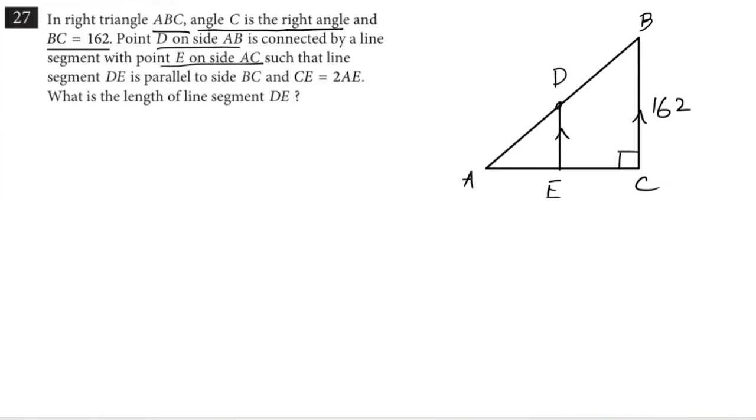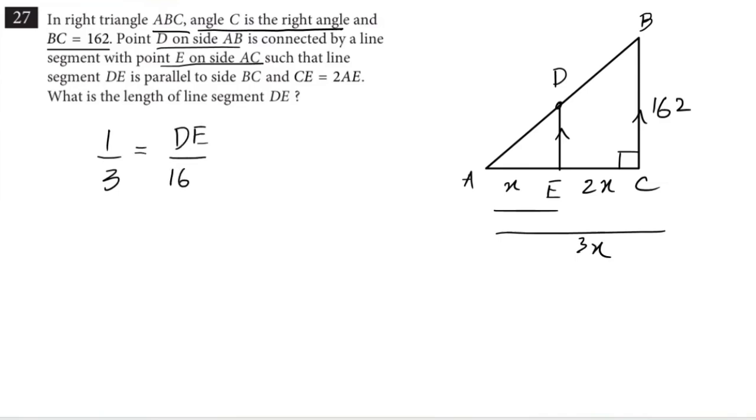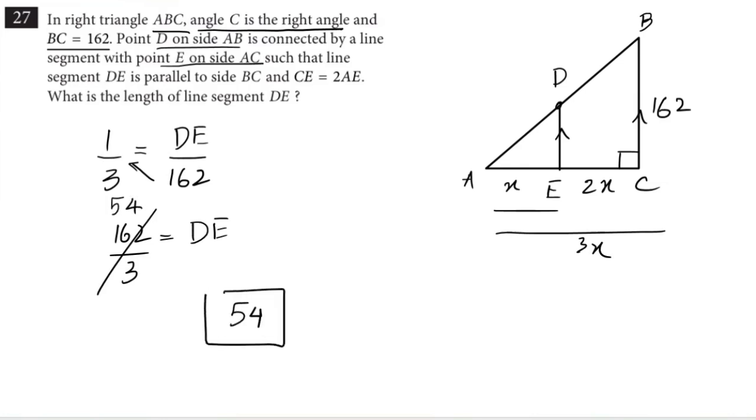CE is double of AE. That means that if this is, let's say, x, this is going to be 2x. What is the length of the line segment DE? The key idea here is similar triangles. In similar triangles, the ratio of the corresponding sides of the smaller triangle and the bigger triangle are the same. So whatever the ratio of x to 3x, so 1 to 3, since this is 3x, is going to be equal to DE's ratio with 162. Cross multiply: 162 divided by 3 is going to be DE. So this will be 54. So 54 is the correct answer.